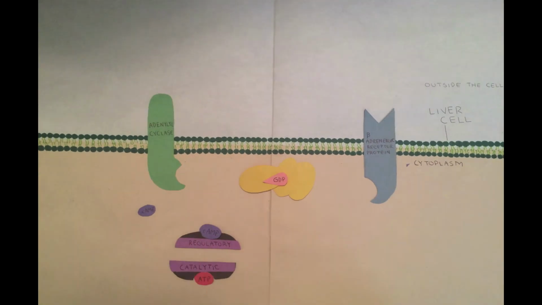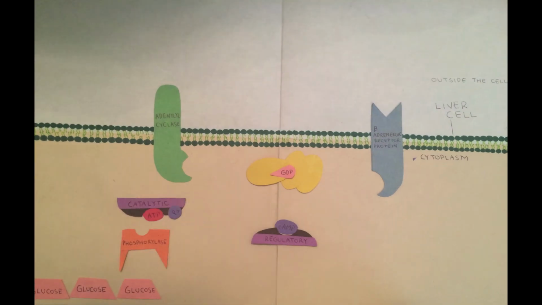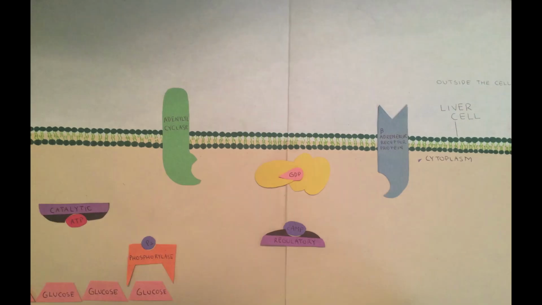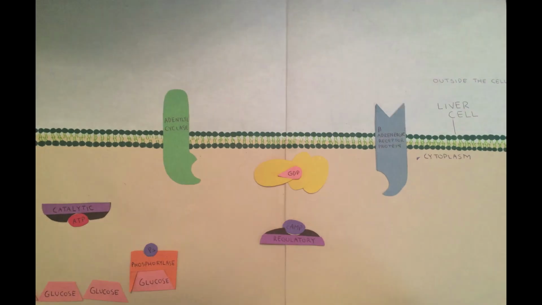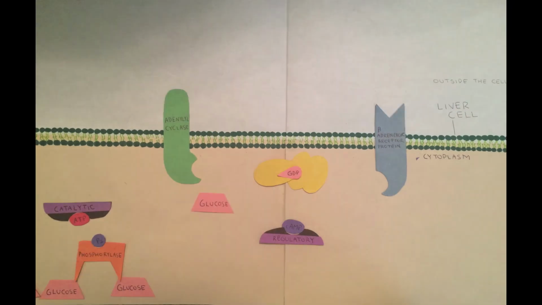A catalytic subunit is released, and ATP and a phosphate bind to it, which will then be transferred to phosphorylase B, activating it into phosphorylase A by adding a phosphate group onto the protein. Phosphorylase A activates glycogen phosphorylase, breaking down glycogen into glucose.